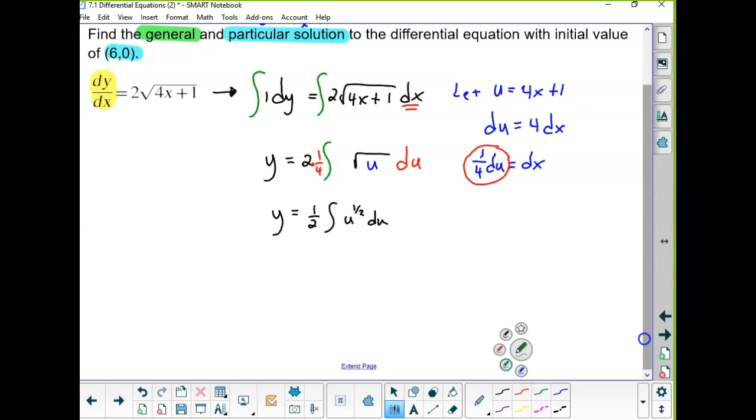So I'll rewrite the square root of u as u to the 1/2, and now it's time to integrate, which is undoing the power rule by adding 1. So this becomes u to the 3/2. If I put a 3/2 up top, I got to put a 3/2 in front. The 1/2 multiplier is going to stay. And then we have plus c.